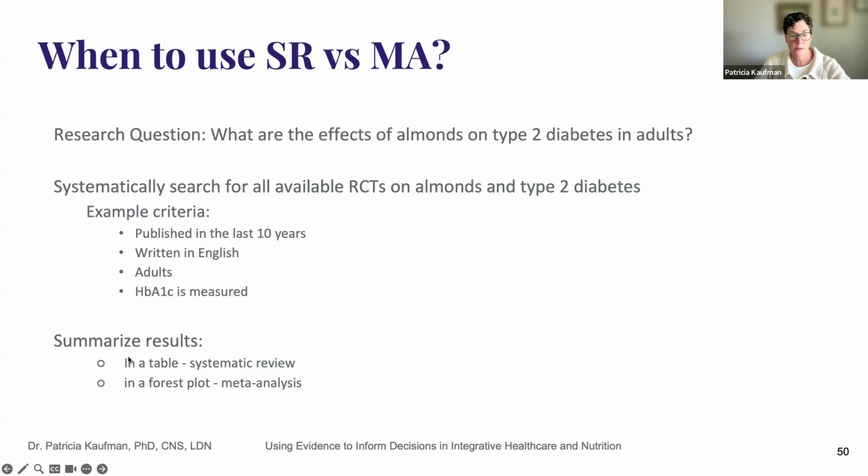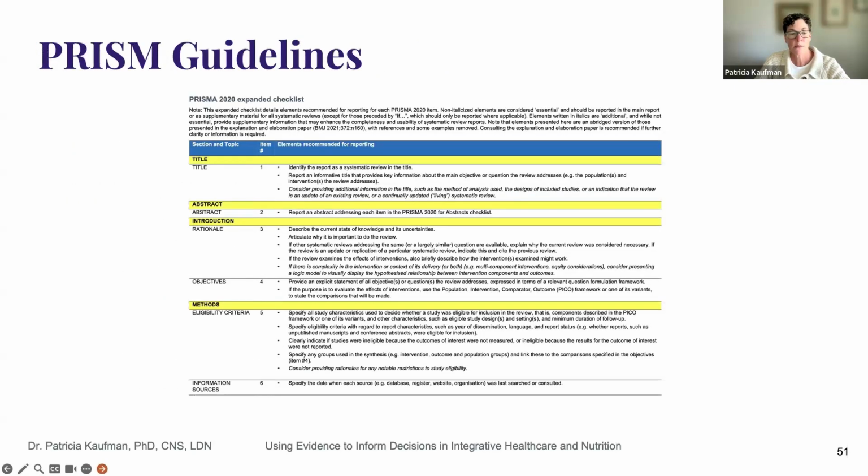You're going to summarize the results in a table for a systematic review, and in a meta-analysis, you're going to use a forest plot. These are the PRISMA guidelines, just some of them. There are multiple pages of this, but I just wanted to highlight that the PRISMA guidelines are for systematic reviews.